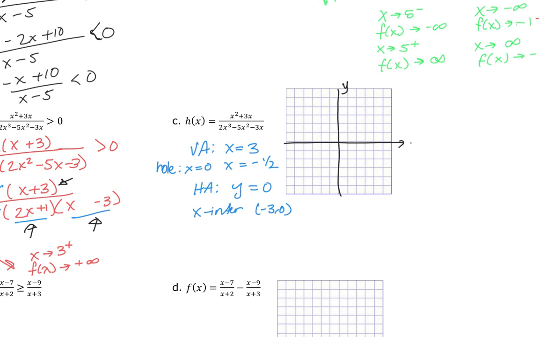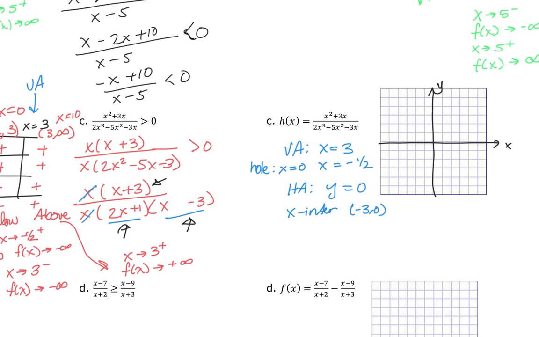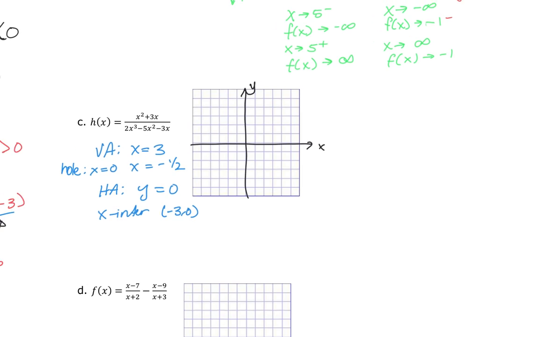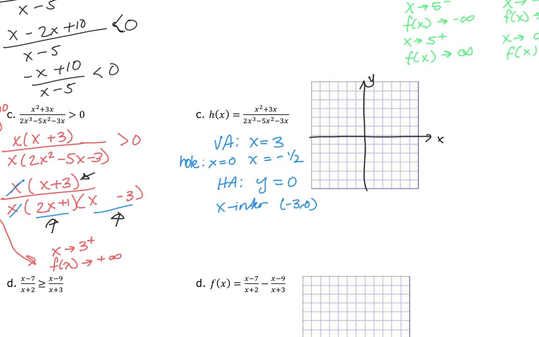Here's y and here's x. When I put in 0, which I can't technically put in, into the factored and simplified h of x, which is x plus 3 over 2x plus 1 and x minus 3, I need to know what the output would be for the hole. I would get 3 over negative 3, which is negative 1. So when x is equal to 0, I actually have a hole in the graph.